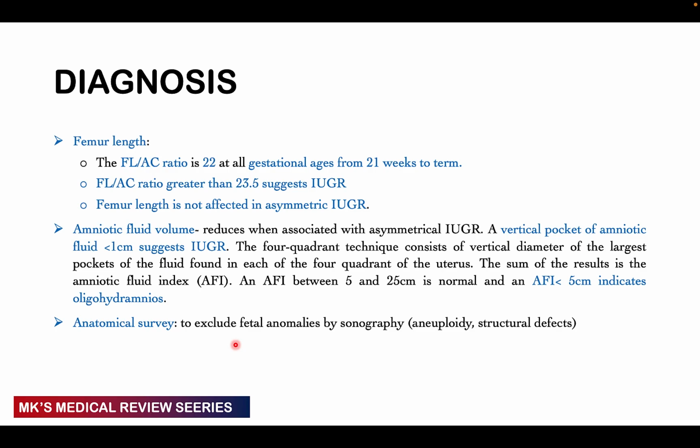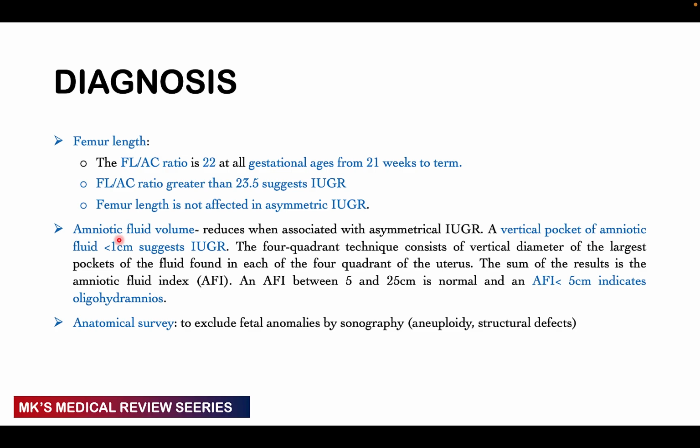So remember that the femur length to abdominal circumference ratio is roughly about 22 at all gestational ages from 21 weeks up until term. So if you get a ratio that is greater than 23.5, then this suggests that there is some intrauterine growth restriction, and the femur length is not affected in asymmetrical intrauterine growth restriction. The other thing that we're looking at is the amniotic fluid volume.